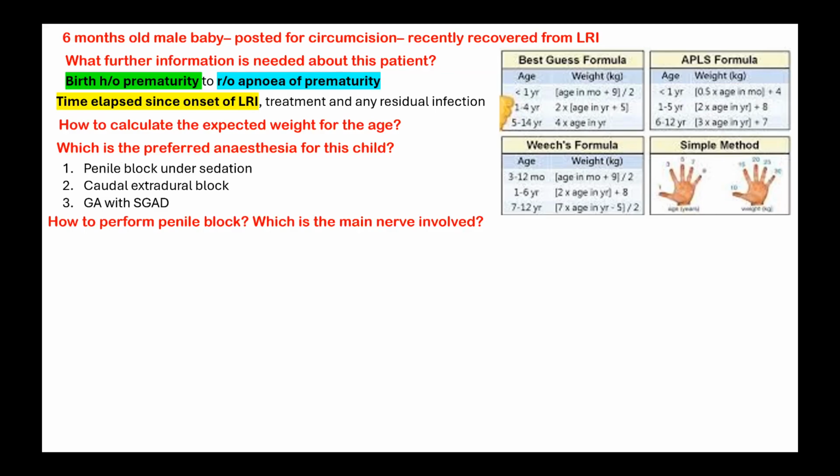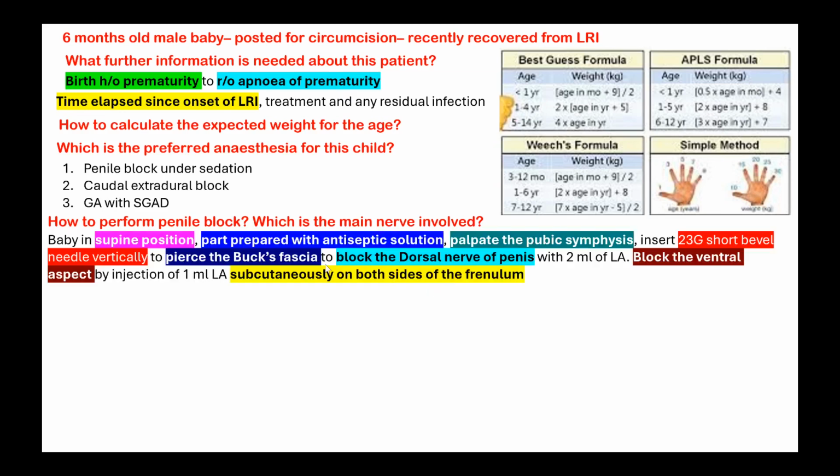The dorsal nerve of the penis is the main nerve to be blocked, and it is performed with the patient in the supine position. You have to prepare the part with antiseptic solution, palpate the pubic symphysis, then insert a 23 gauge short bevel needle vertically to pierce the buck's fascia. You will find a click, and you can block the dorsal nerve of the penis with 2 ml of local anesthetic.